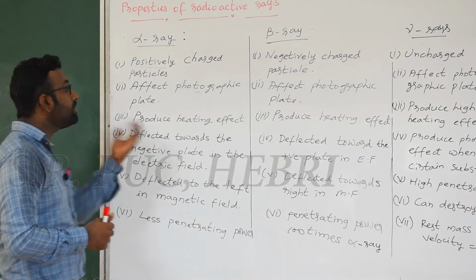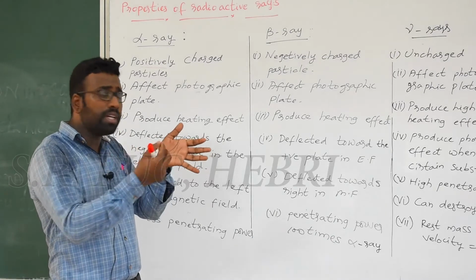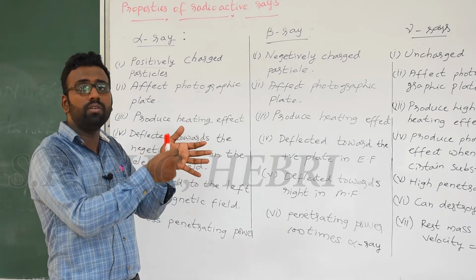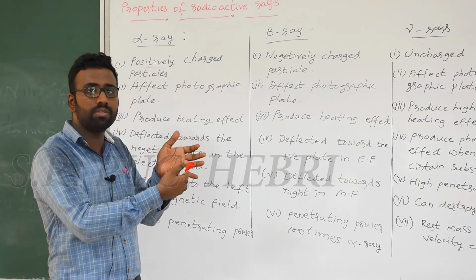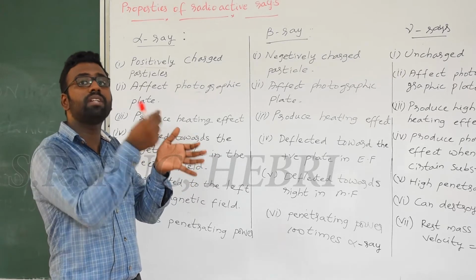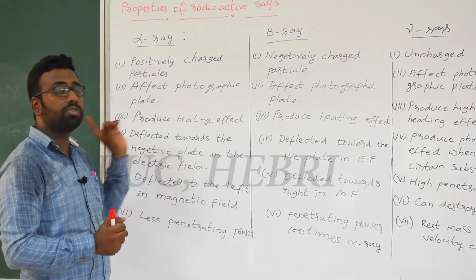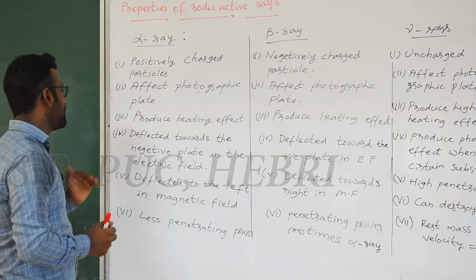Next, they produce a heating effect. If the alpha particle continuously gets incident on some surface or substance, a kind of heating will be produced because the energy from the alpha particle is supplied to that. So the heating effect is also produced.